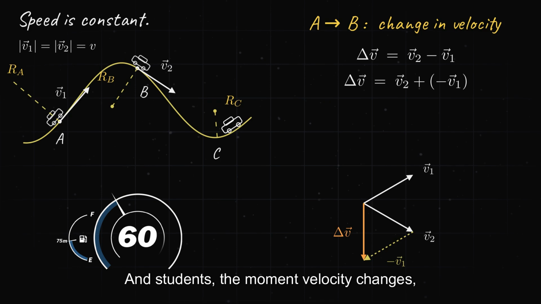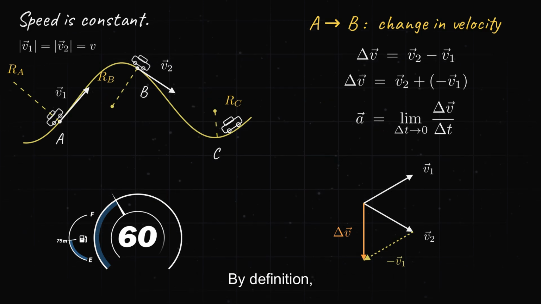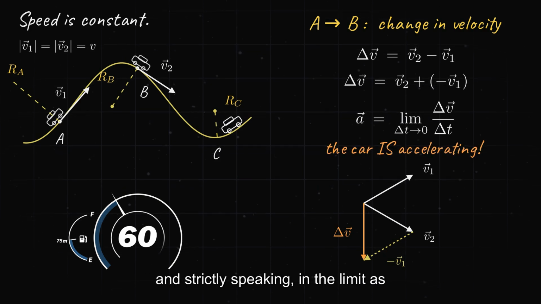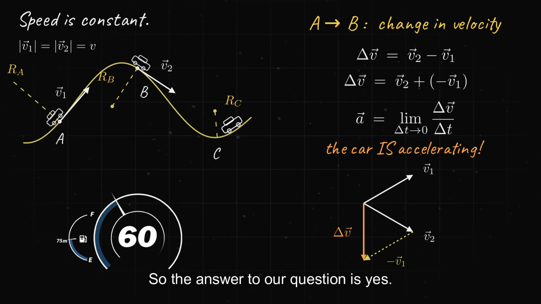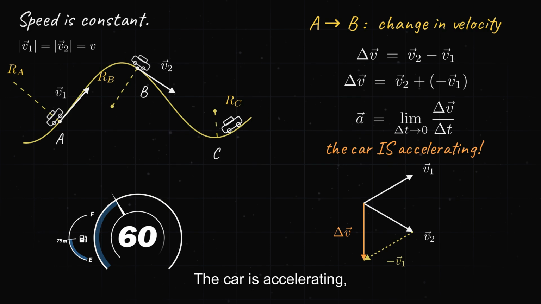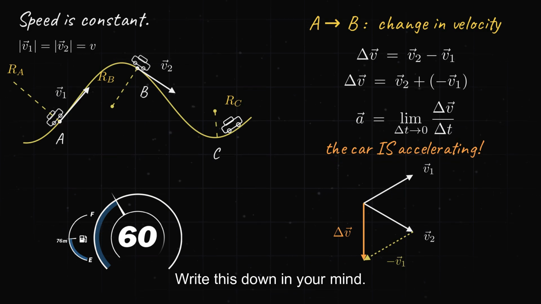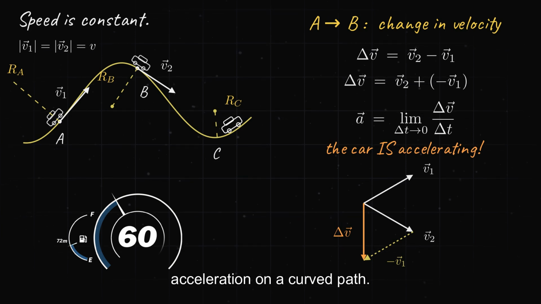And students, the moment velocity changes, there must be acceleration. By definition, acceleration is delta v divided by delta t, and strictly speaking, in the limit this delta t goes to zero. So the answer to our question is yes. The car is accelerating, even though the speedometer never moved. Write this down in your mind. Constant speed does not mean zero acceleration on a curved path.